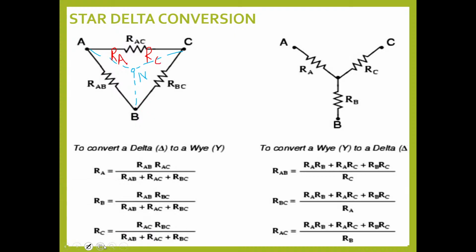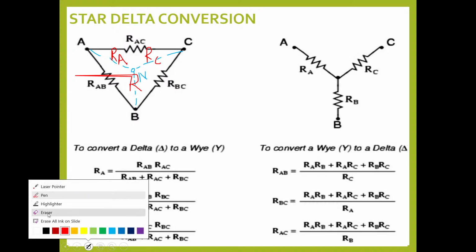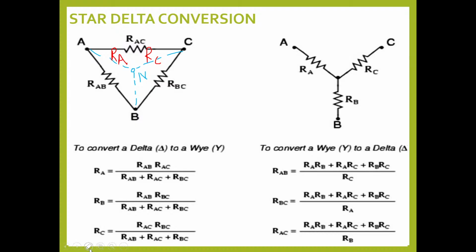Okay. Similarly, just observe this resistor and this resistor. What is common? RAB and RBC. B is common. So I can write RB here. Okay. So these dotted lines, the resistances, I have given notations to these resistances RA, RB and RC.